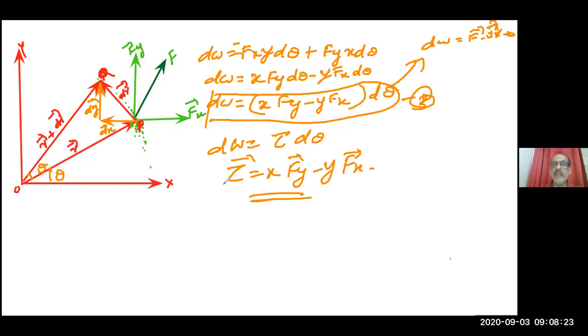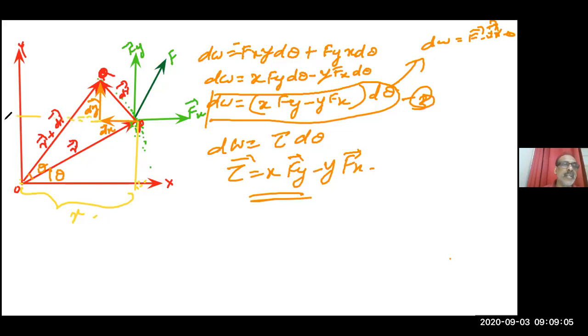Now, in this situation, how will you calculate x into fy? See, I am going to draw a perpendicular line. This distance is x, and this is y. So force into perpendicular distance from the fixed axis will give you torque along the x-axis. So x into fy is force into perpendicular distance from the fixed point. Agreed? Now, y into fx. See, this is y.